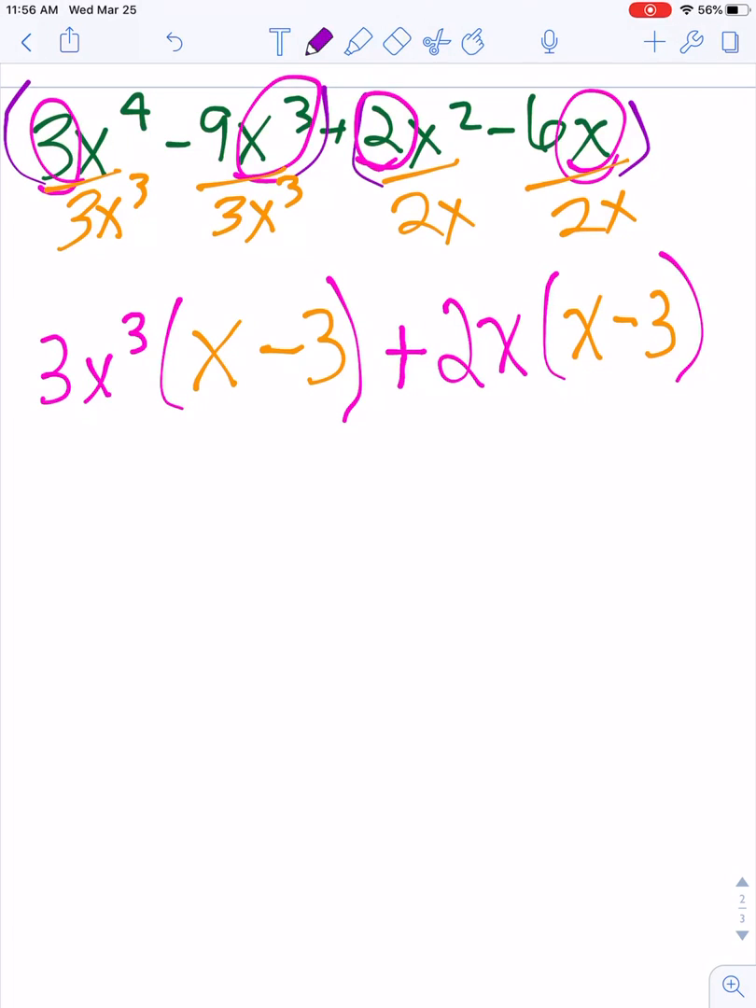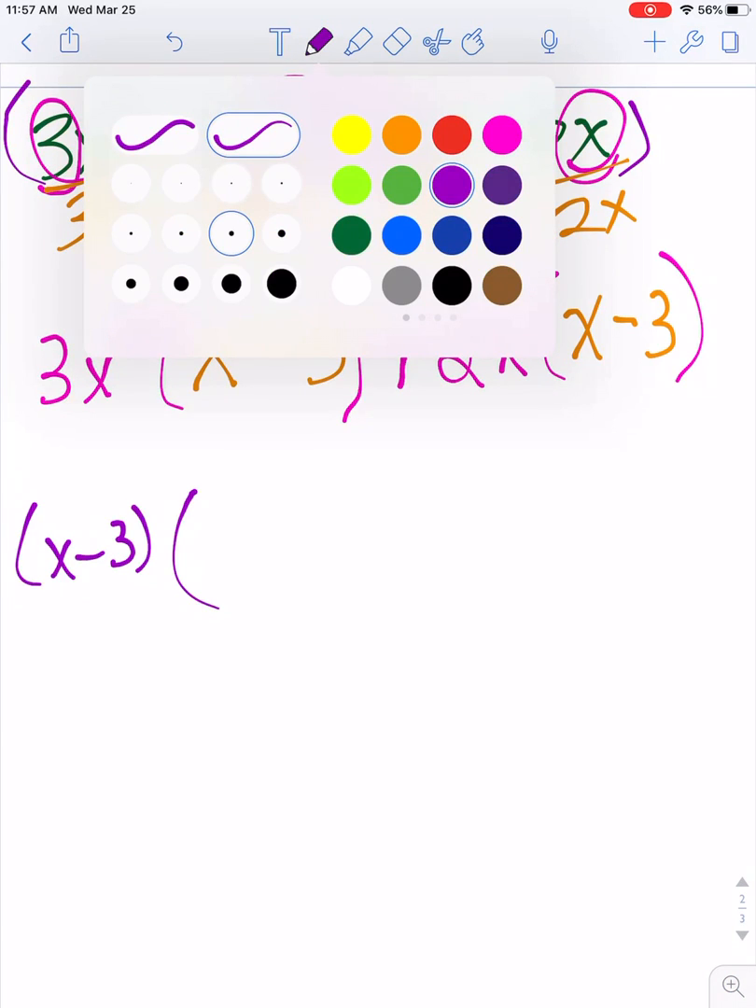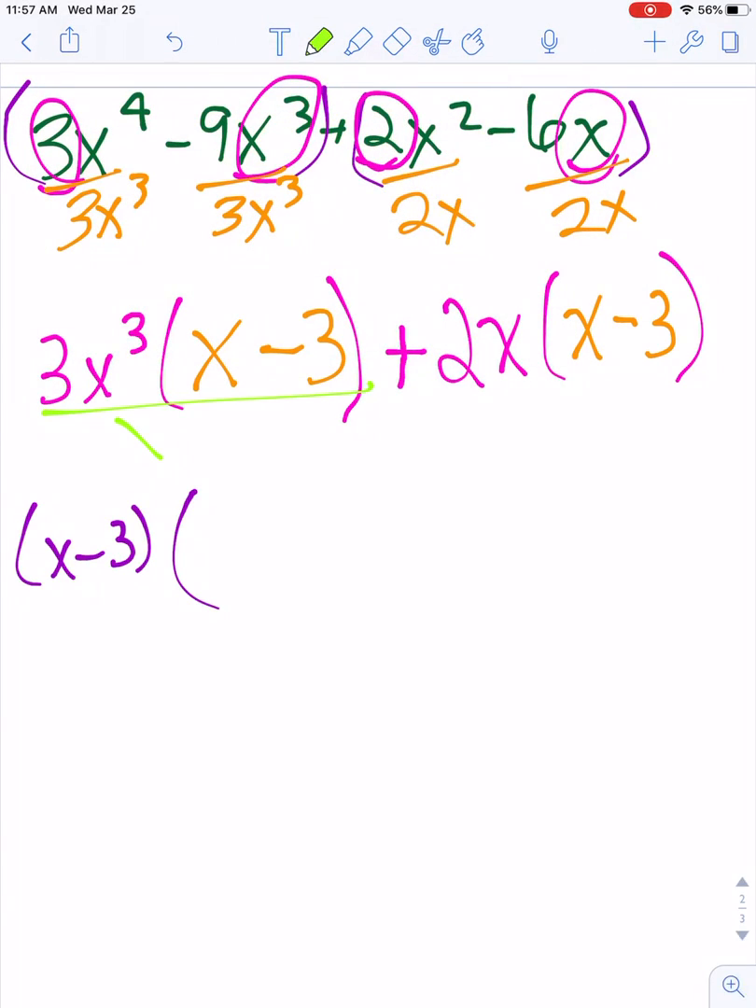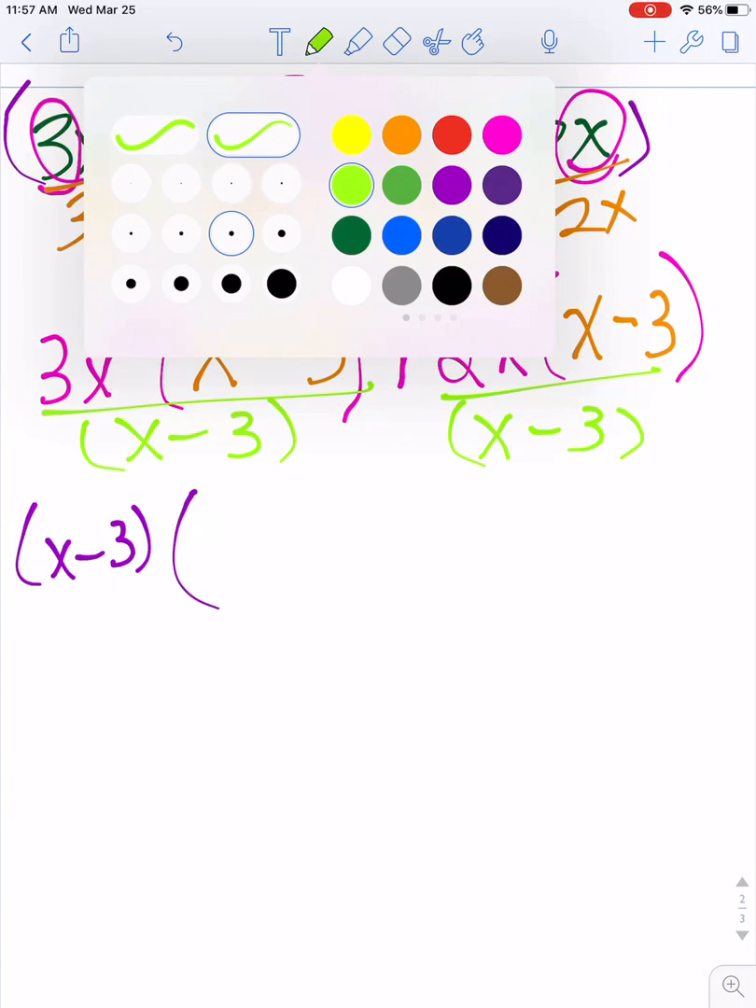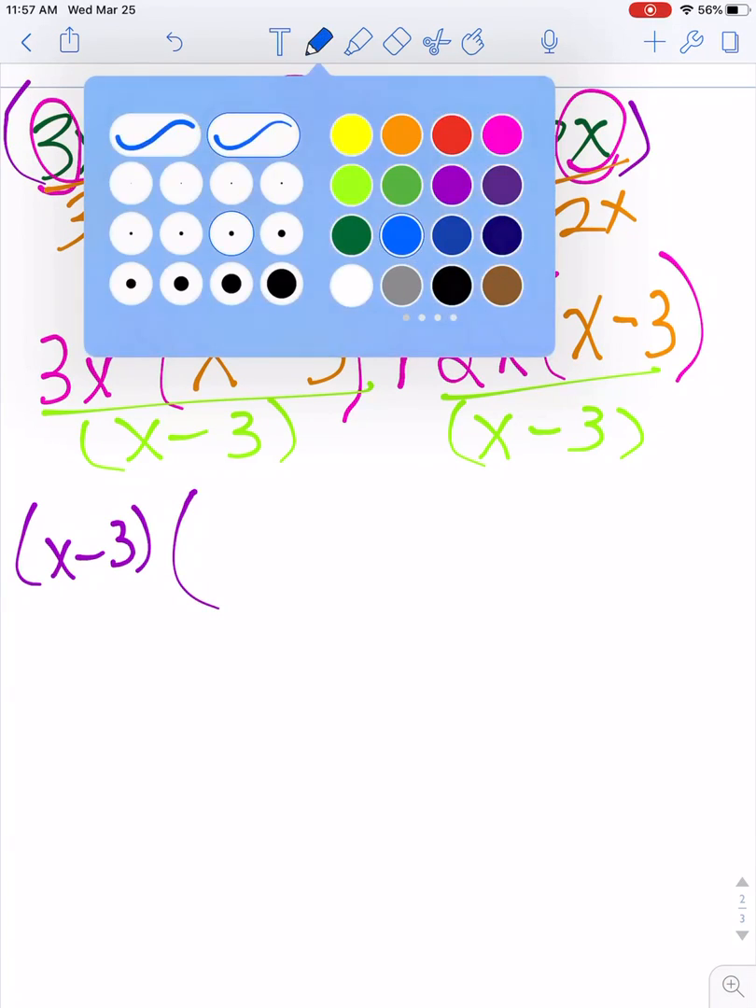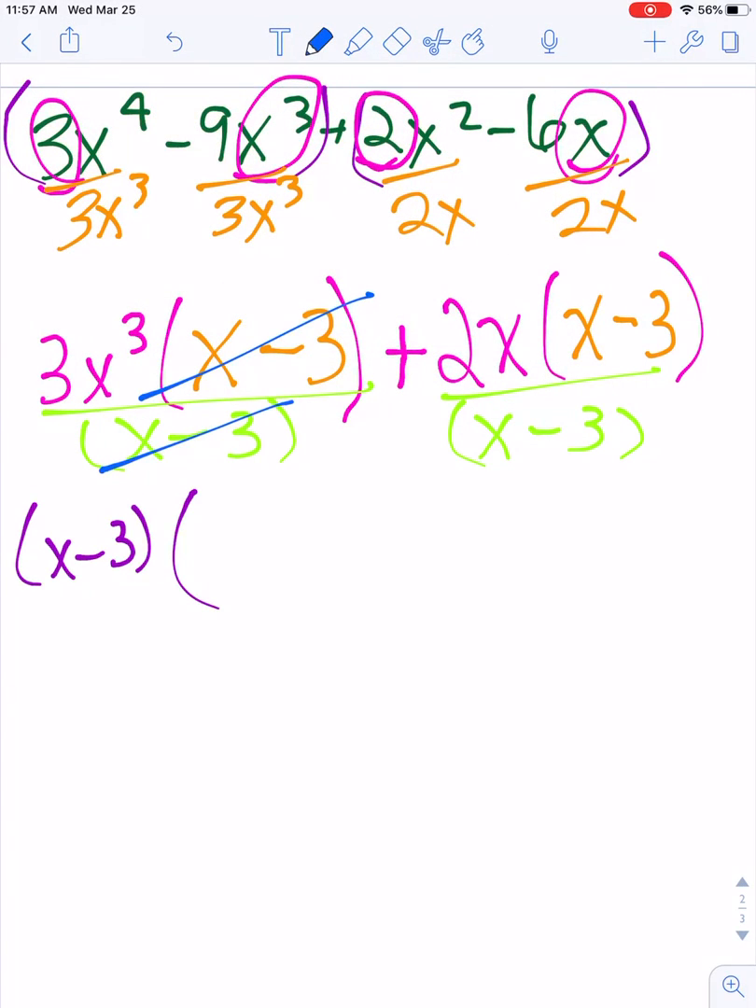So remember, this is a whole polynomial, which means we can go ahead and factor out the x minus 3 from each term. So if I pull that out front, then we have x minus 3. That's like going through and dividing each term by x minus 3. So I have 3x cubed times x minus 3 divided by x minus 3. So my x minus 3 on top cancels my x minus 3 on bottom. I'm left with just my 3x cubed.